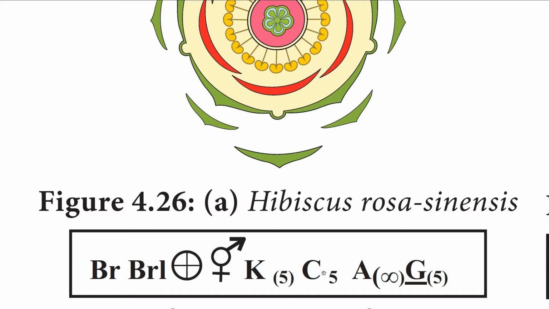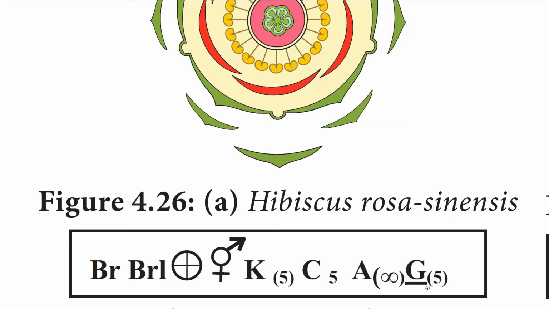And C represents the corolla, and the corolla also will have the number of petals. 5 petals are there, so we can write 5. And if they are free, you should not write the brackets. If they are united, you have to write the brackets. Then A is for androecium. So when the anthers, the stamens, are many in number, we can write infinity. And when they are united, here in the hibiscus, they are united by the staminal tube, so you have to write the infinity within brackets.